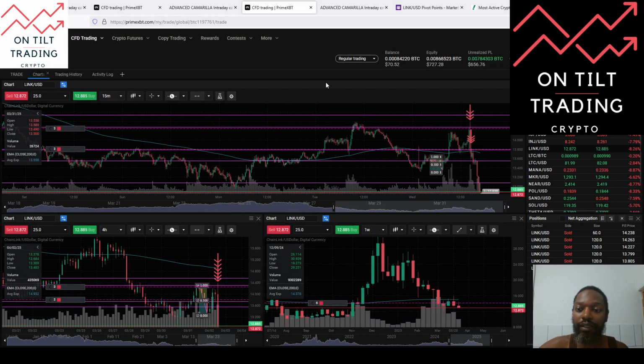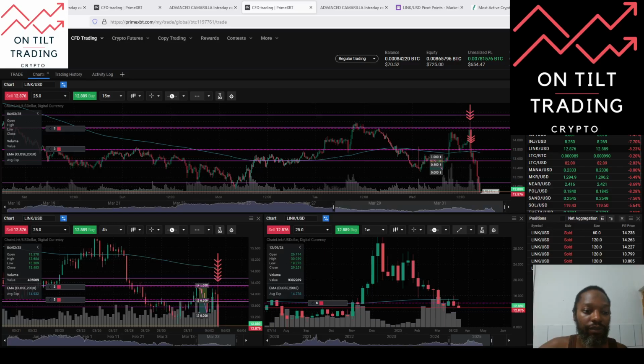Let's review my current trade on Chainlink today. Chainlink, let's see, this is the weekly chart. This is the 4-hour chart. This is the 15-minute chart.